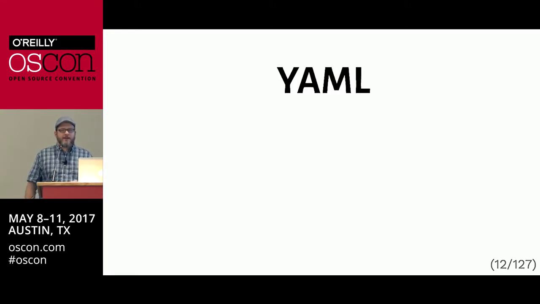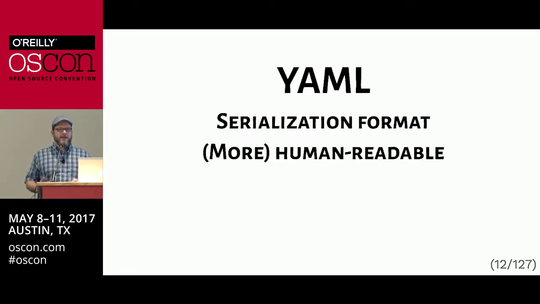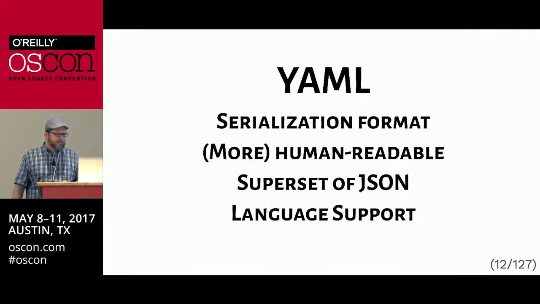Another thing we're going to be looking at is YAML. So it's another serialization format. It's a little more human readable than JSON, and it's actually a superset of JSON. So you're going to see in some places you have a YAML document, but a little section of it looks more like JSON, and that's allowed because the JSON is a subset of that YAML. And it has pretty broad language support, so it's gaining popularity for a lot of uses.